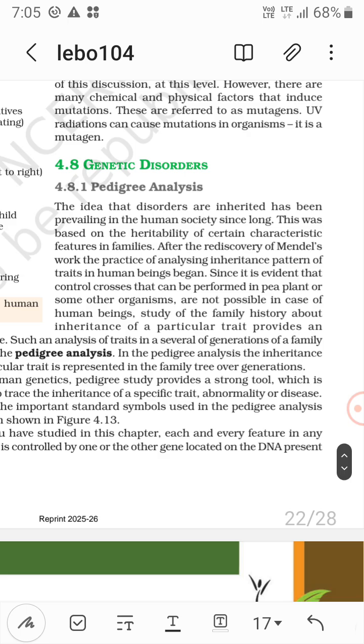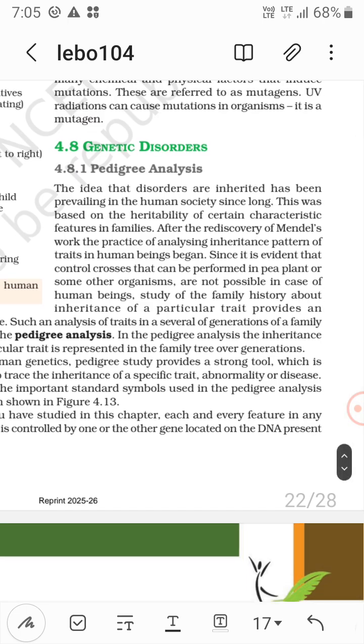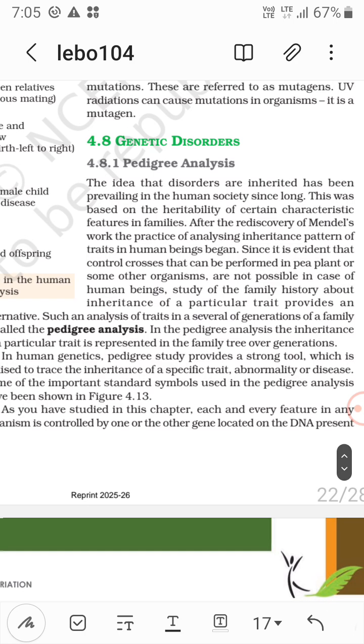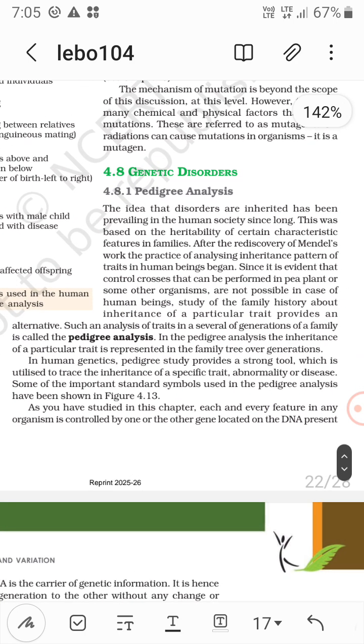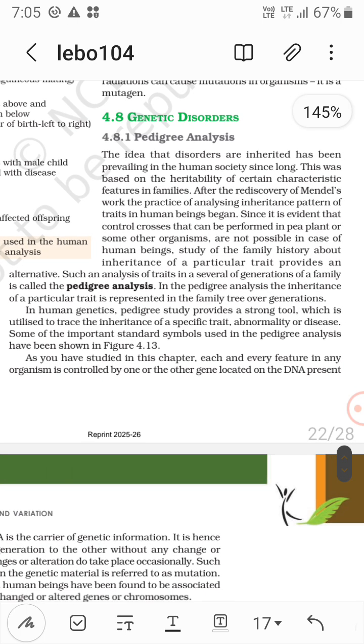Okay. Since it is evident that controlled crosses can be performed in pea plants or other organisms but are not possible in human beings, we study the family history. Pedigree analysis is the study of the family history about inheritance, that is the characters which are passing from parents to the progeny. Such an analysis of traits in several generations of a family is called pedigree analysis. So in pedigree analysis, the inheritance of a particular trait is represented in the family tree over generations.